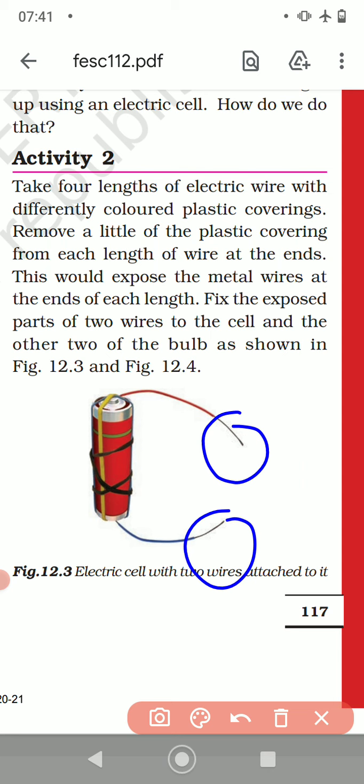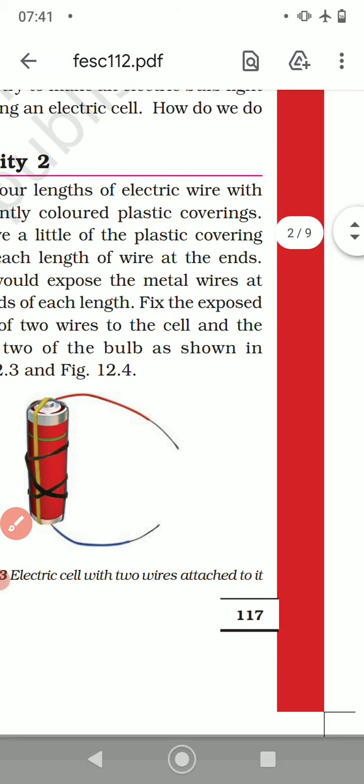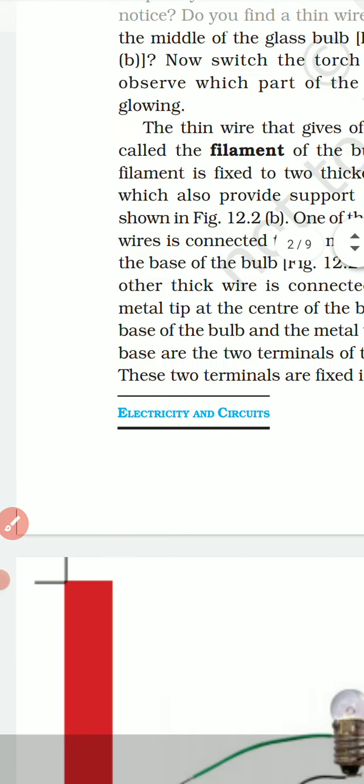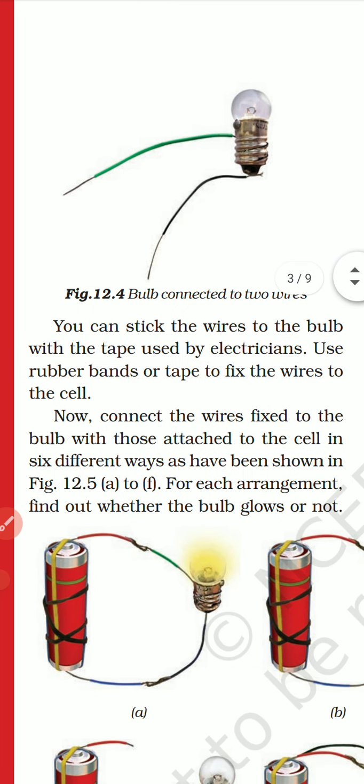Fix the exposed part of the 2 wires to the cell and the other 2 to the bulb as shown in the figure. So you can see how the metal wires are being fixed to both the ends of the cell. Now, moving ahead, you can stick the wire to the bulb with a tape used by electricians. Use a rubber band or tape to fix the wires to the cell.